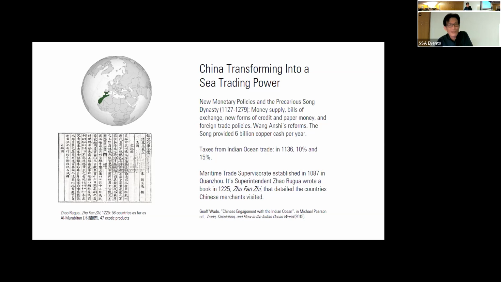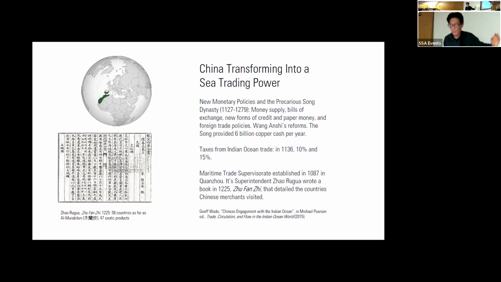The author of this book was in charge of the tax office, charging the sea traders on the goods traded in China. Of course, it doesn't mean that the Chinese traders went to that place, but they heard of those places. So there were 58 countries described in that book along the way, from China all the way to Spain.